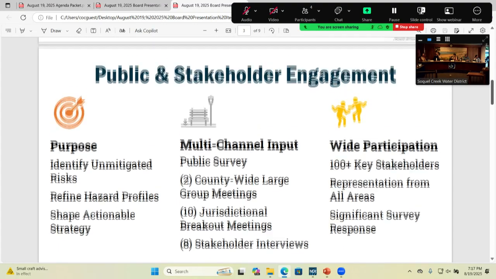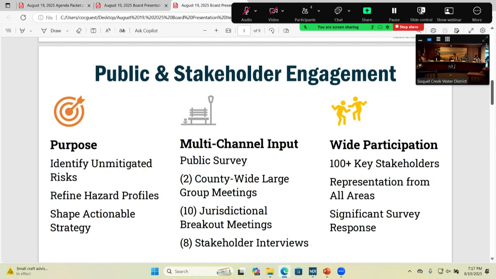Go to the next slide. So the plan is focused heavily on this engagement, largely to identify unmitigated risks throughout the county, to help refine the hazard profiles to most accurately reflect different communities' needs, and then to help shape the strategy and the mitigation that's put forward in this plan to be useful and actionable throughout the county.